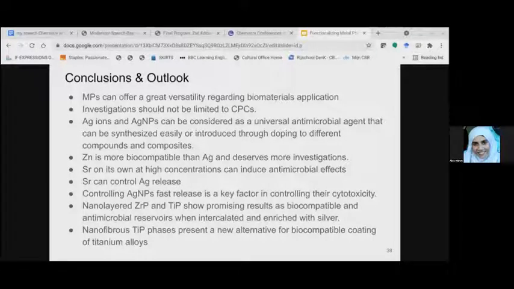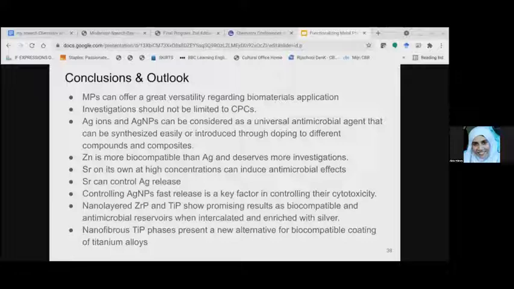Of course, more research is taking place nowadays in my research group, where we are trying to scan for different bacteria and viruses. Zinc is also more compatible than silver, and it really deserves more scientific investigation in this regard. And strontium was, I would say, the surprise for me when I found out that strontium can actually show some antimicrobial effect beside its osseointegration effect.